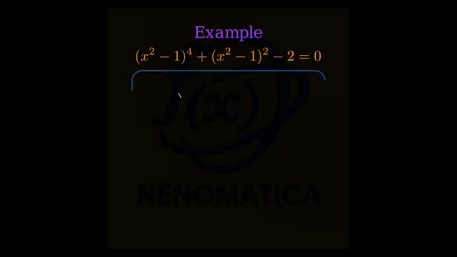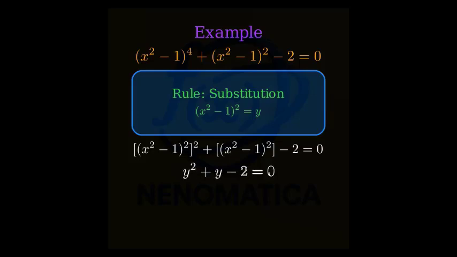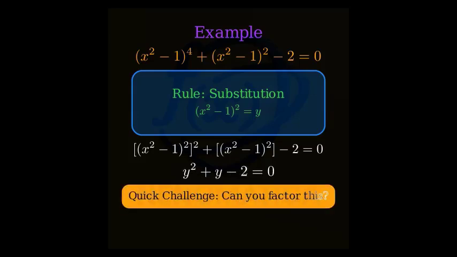Example. We will solve the equation by using a helper variable substitution to simplify the algebra. Step 1. Substitution. Because the expression (x² minus 1)² repeats, we define a new helper variable y equal to (x² minus 1)². Then rewrite the original equation entirely in terms of y. This becomes y² plus y minus 2 equals 0, which is a simple quadratic.